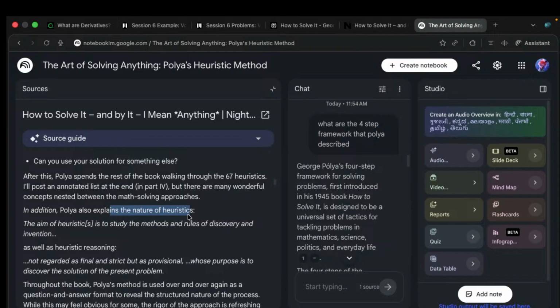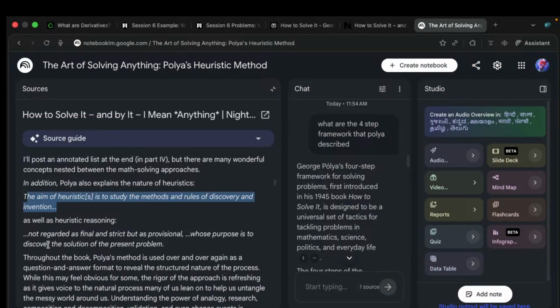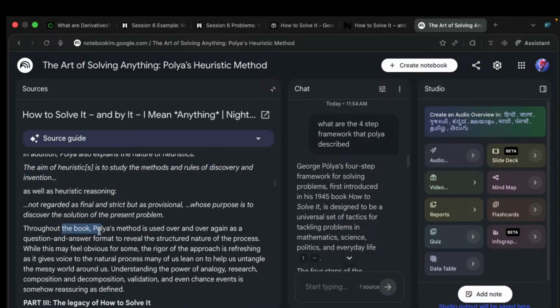The aim of heuristics is to study the methods and the rules of discovery and invention, as well as heuristic reasoning. Not regarded as final and strict, but as provisional, whose purpose is to discover the solution of the present problem. Throughout the book, Polya's method is used over and over again in a question and answer format to reveal the structure and nature of the process.